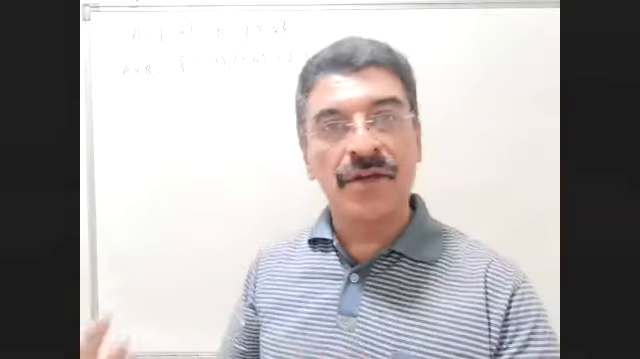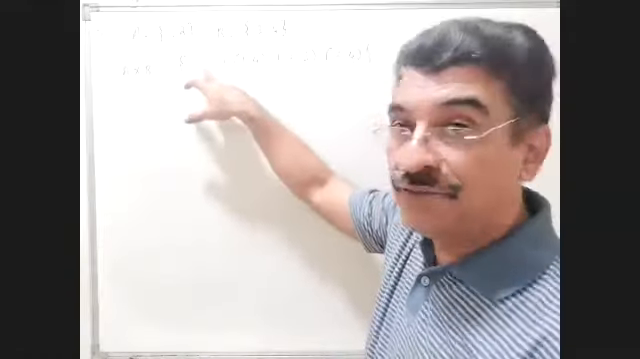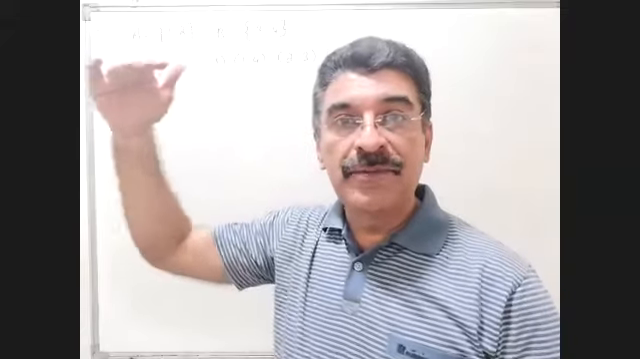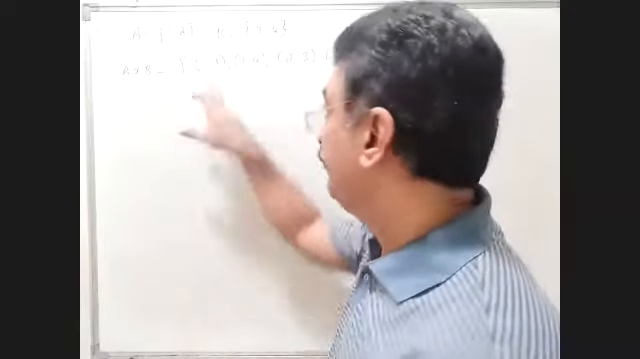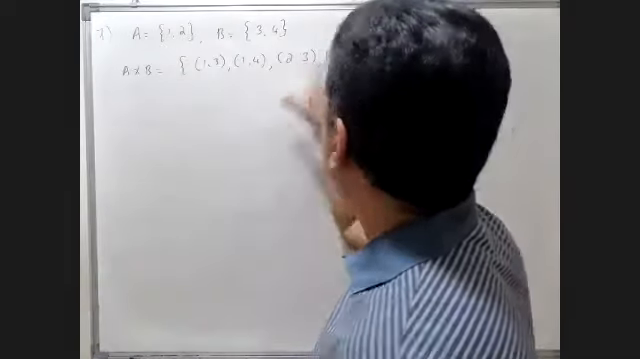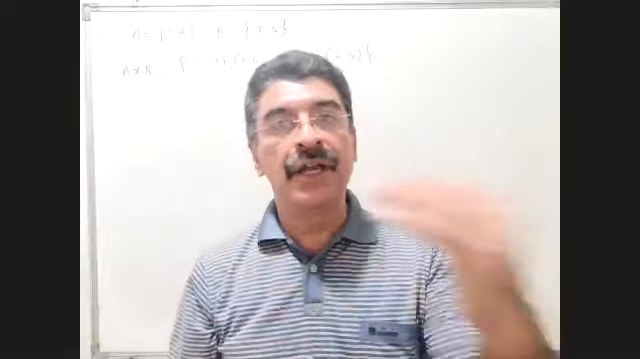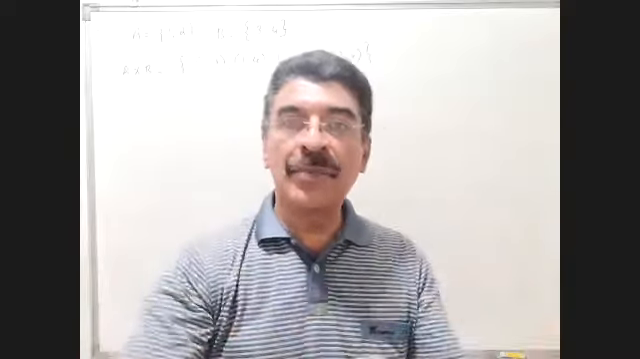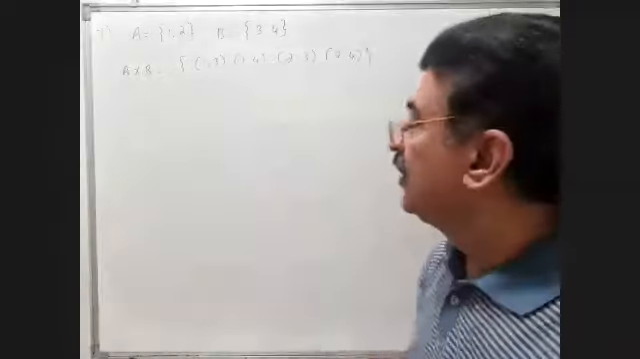Similarly, if A cross B is known, we can write A and B. Reverse order also we can, it's very easy. If A cross B is known, take the set of first elements in the pair, that will be set A. And the set of second elements in the pair will be set B. First elements are 1 and 2. Second elements are 3 and 4. That's it. So if A and B are given, we know how to write A cross B. At the same time, if A cross B is given, we can write back. We can go in reverse order. This is A cross B.